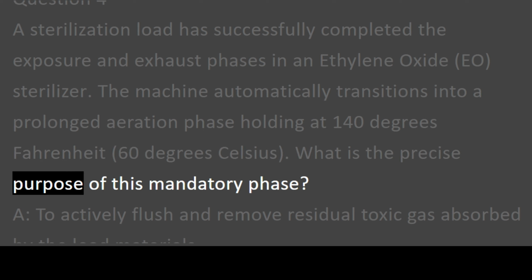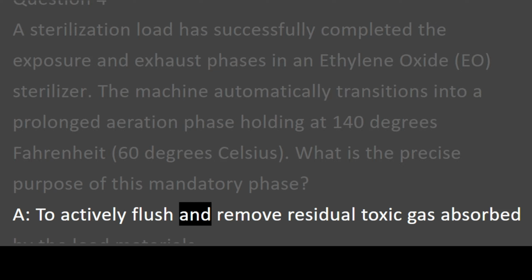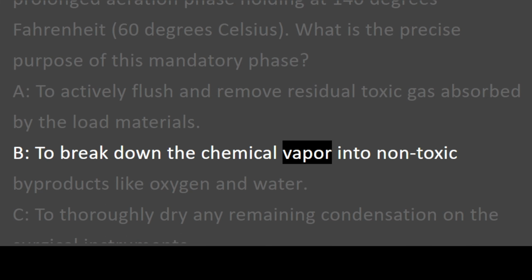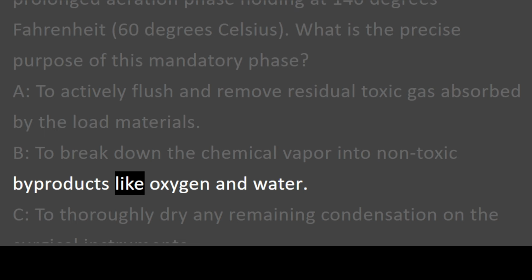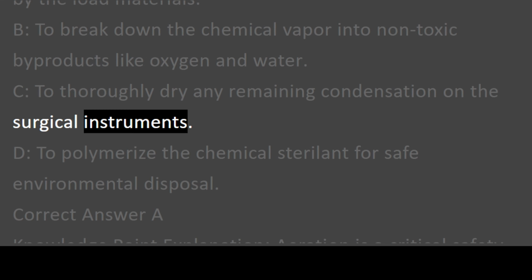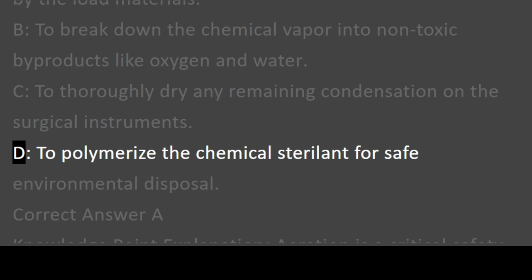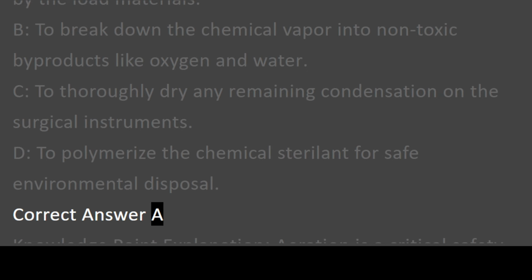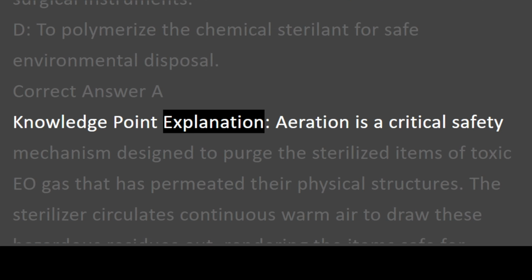What is the precise purpose of this mandatory phase? A. To actively flush and remove residual toxic gas absorbed by the load materials. B. To break down the chemical vapor into non-toxic byproducts like oxygen and water. C. To thoroughly dry any remaining condensation on the surgical instruments. D. To polymerize the chemical sterilant for safe environmental disposal. Correct answer A. Knowledge point explanation.